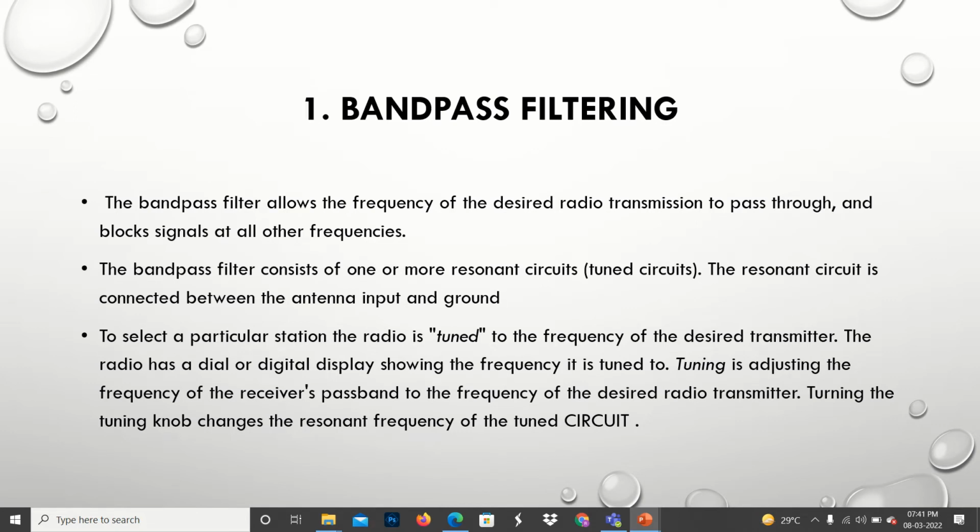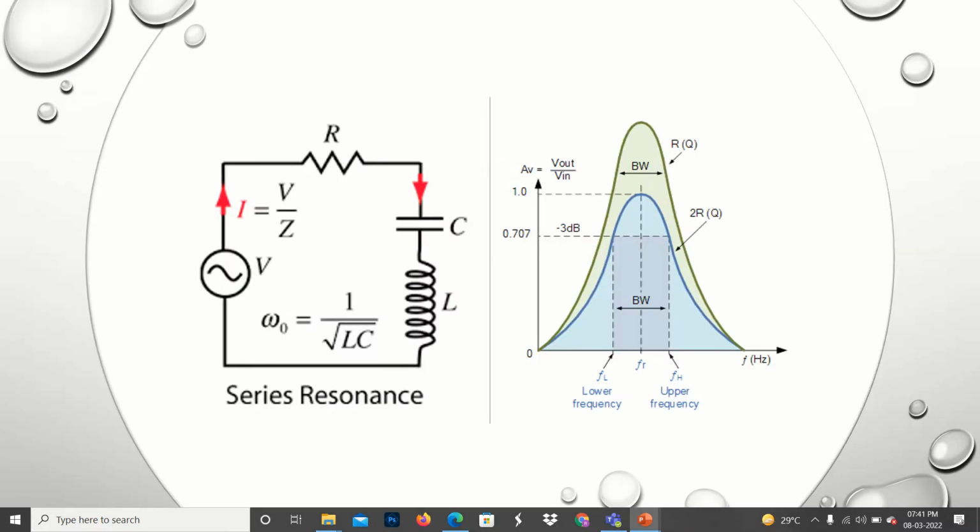To select a particular station, the radio is tuned to the frequency of the desired transmitter. The radio has a dial or digital display showing the frequency it is tuned to. Tuning is adjusting the frequency of the receiver's passband to the frequency of the desired radio transmitter. The tuning knob changes the resonant frequency of the tuned circuit. This is the figure of a series RLC resonant circuit, showing how it tunes.